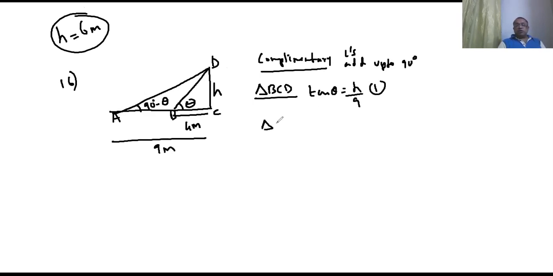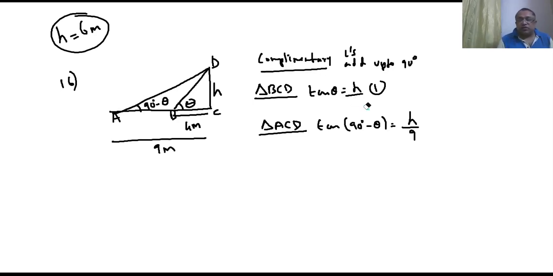Equation number 1. In triangle ACD, we can say tan theta here will be h upon 4, because here we are taking the smaller triangle. Here we are taking the bigger triangle. So tan 90 minus theta will be h upon 9. Okay, so you can make the correction here. This is going to be h upon 4, right? Not 9. So h upon 4.